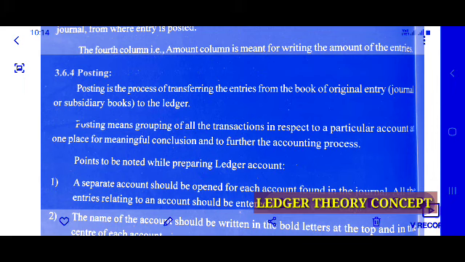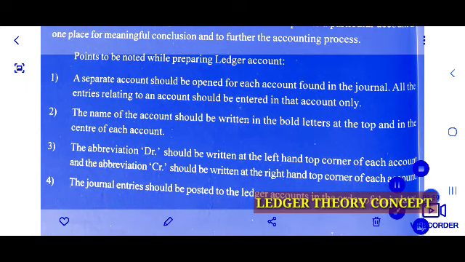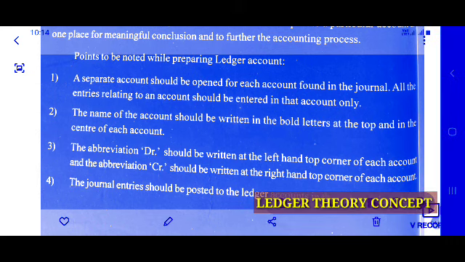to further accounting process. Now points to be noted while preparing a ledger accounts. A separate account should be opened for each account found in the journal. So whatever the entries you will get in the journal, the same accounts here, ledgers accounts we have to open, and all the entries to an account should be entered in the account only.